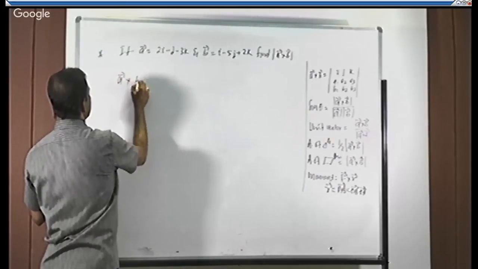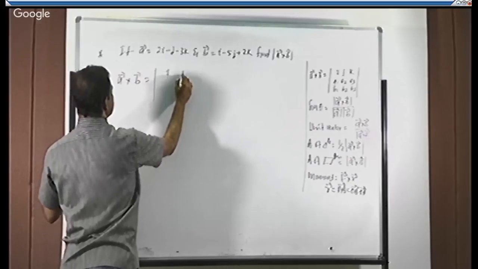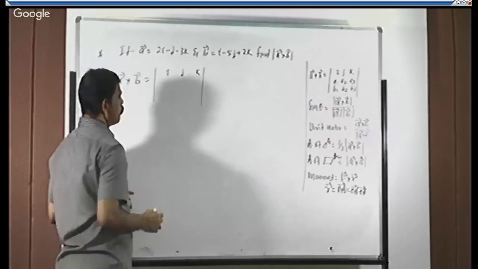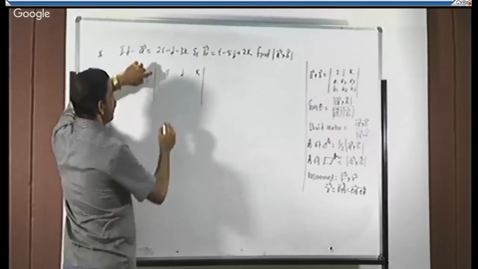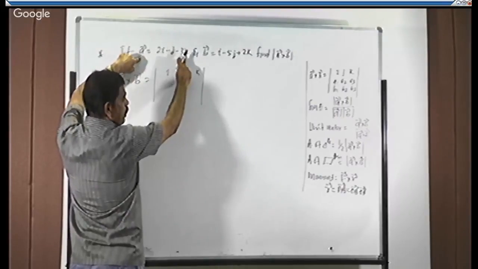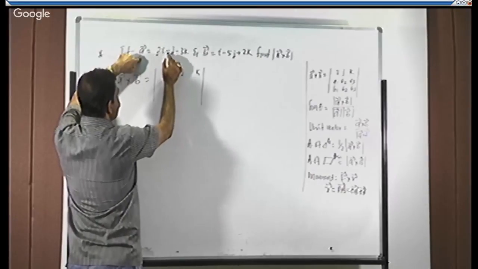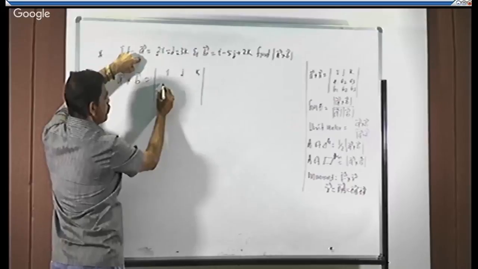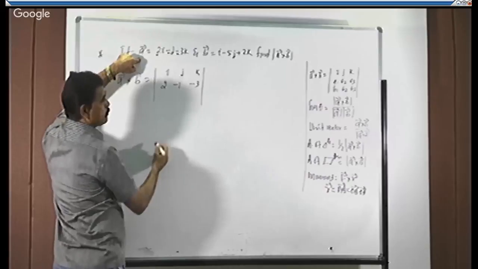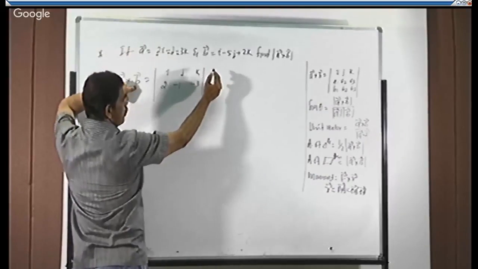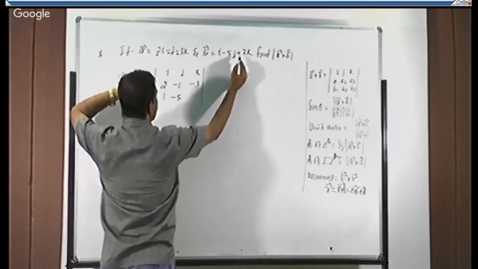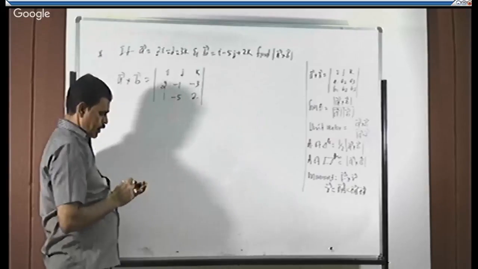A cross B is equal to i, j, k as the first row. These are always the unit vectors. Then A is 2i minus j minus 3k. What are the constants? 2, minus 1, minus 3. Take them as second row elements. Next vector is B, whose constants are 1, minus 5, and 2. Expand it.